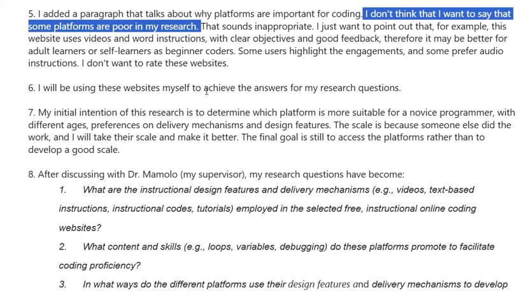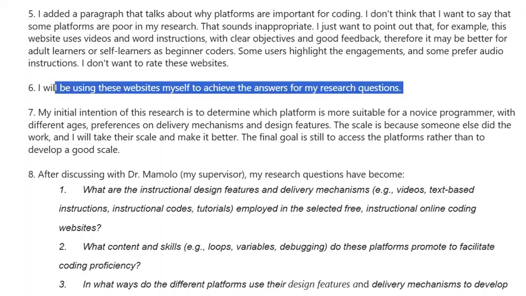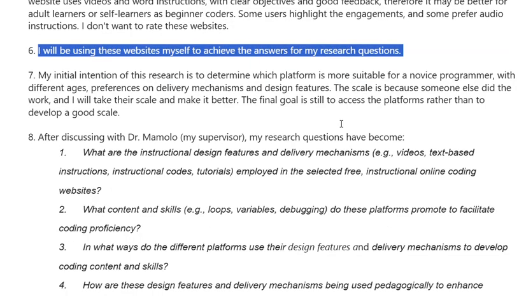"I will be using these websites myself to achieve the answers." Okay, so that's not going to be enough. Just you doing it isn't enough. There has to be inter-rater reliability, a second person looking at those websites. I would actually almost say you could do AI as a check as well in terms of the websites, but there has to be this standardized criteria, and it just can't be you because you're biased. Each of us has limitations, so you're going to have another person checking that.